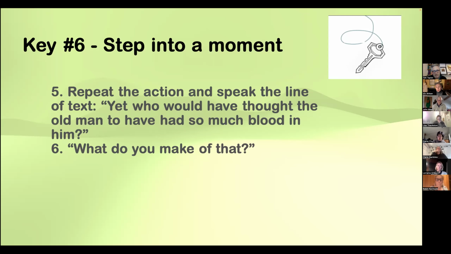And then you come out, back out of role again, and then ask the question, what do you make of that? So once again, I'm going to invite you to join in, really. Yet, who would have thought the old man to have had so much blood in him?